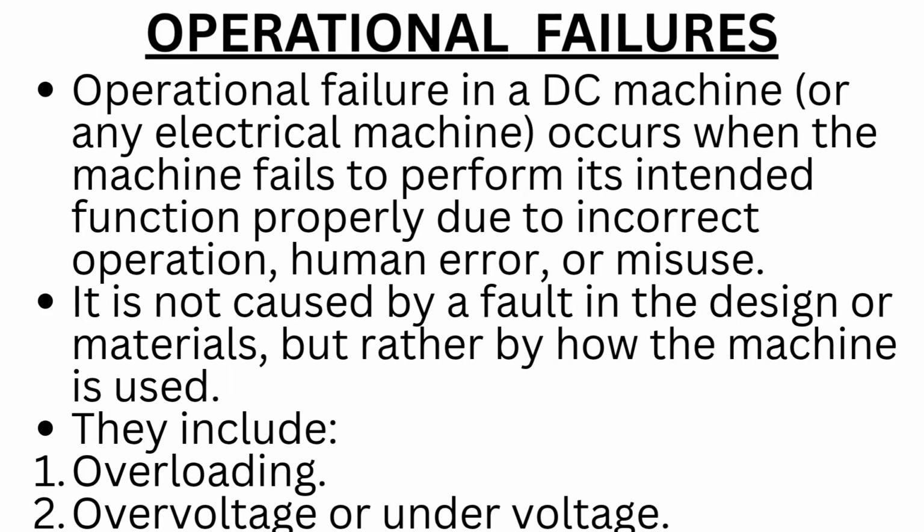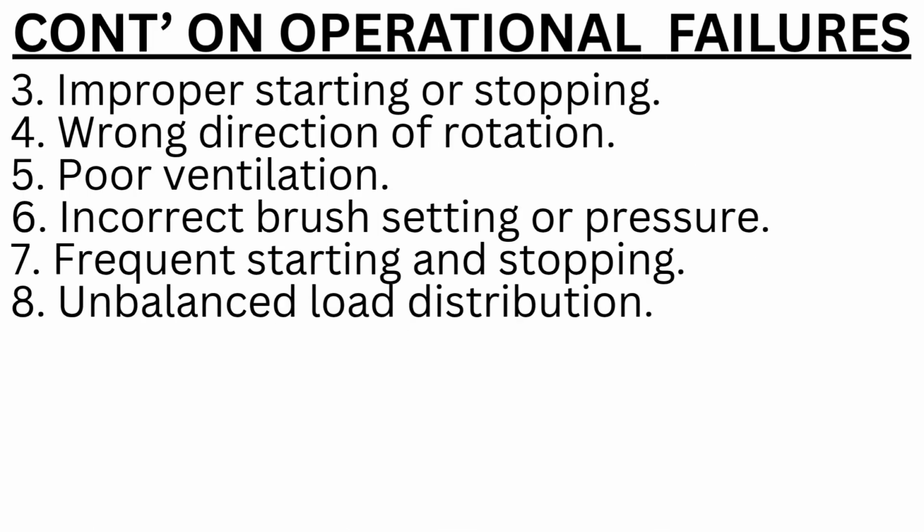Now let's look at the other common failure in a DC machine, operational failure. Operational failure in a DC machine, or any electrical machine, occurs when the machine fails to perform its intended function properly due to incorrect operation, human error, or misuse. It is not caused by a fault in the design or materials, but rather by how the machine is used. They include 1. Overloading. 2. Overvoltage or undervoltage. 3. Improper starting or stopping. 4. Wrong direction of rotation. 5.